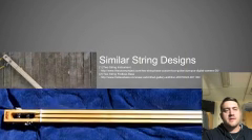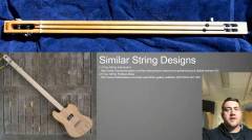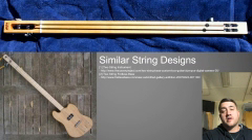This slide showcases two similar but different approaches to the same problem of designing a two-stringed instrument. One has a very traditional body shape to it, and the other one's very minimalist.